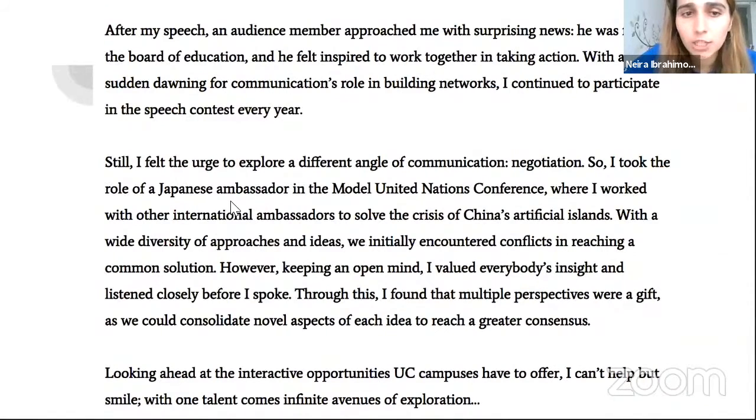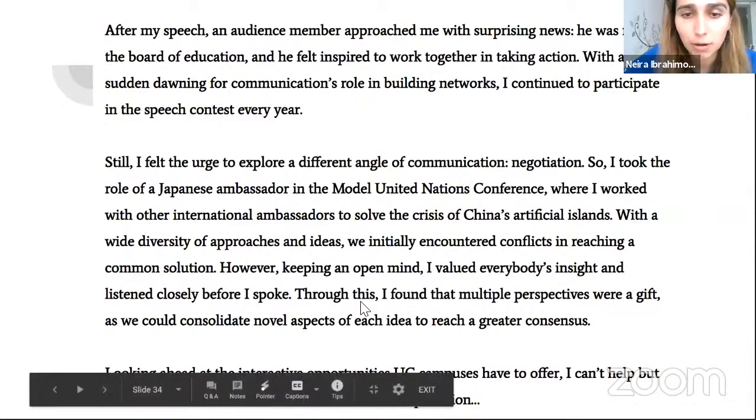So I took the role of a Japanese ambassador in the Model United Nations Conference, where I worked with other international ambassadors to solve the crisis of China's artificial islands. With a wide diversity of approaches and ideas, we initially encountered conflicts in reaching a common solution. However, keeping an open mind, I valued everybody's insight and listened closely before I spoke.